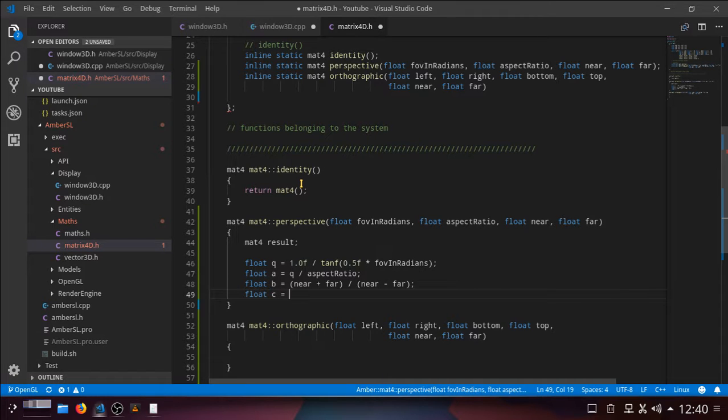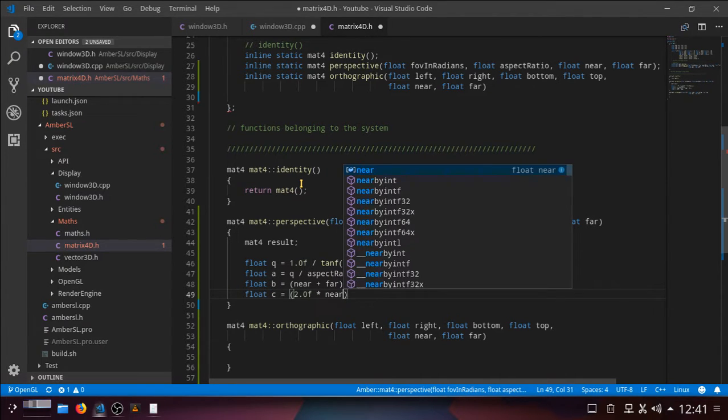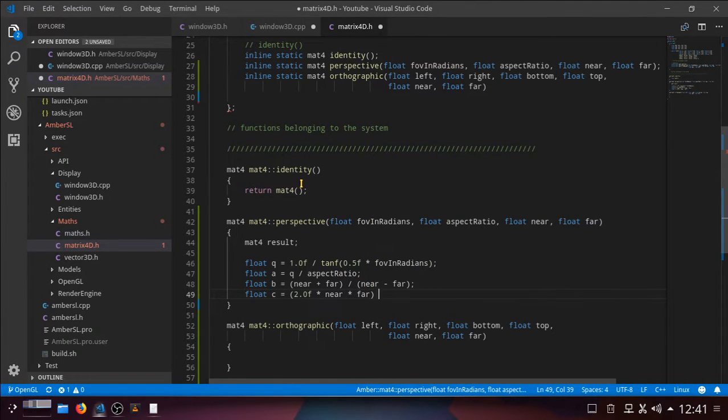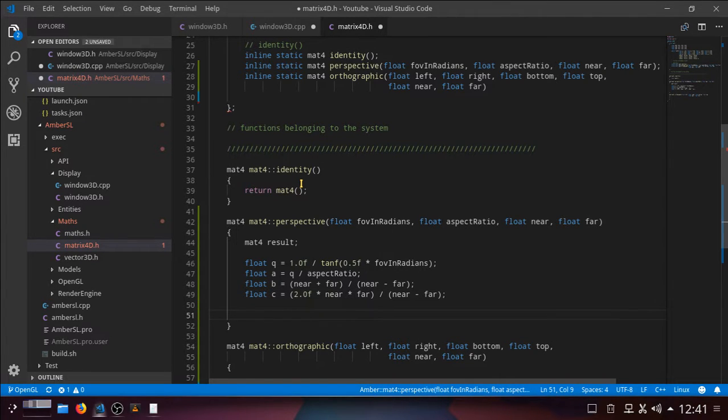C equals, I've tried to keep the letters the same as they are on the internet, just so that if you do look it up, you'll know that I'm not messing you about, and you can see it all quite clearly. This one is 2 times near times far. Okay, we have to divide that by near minus far again. That's right. Right, I'm happy with those. Q, A, B, and C. Q is the constant, A, B, and C are the letters I need.